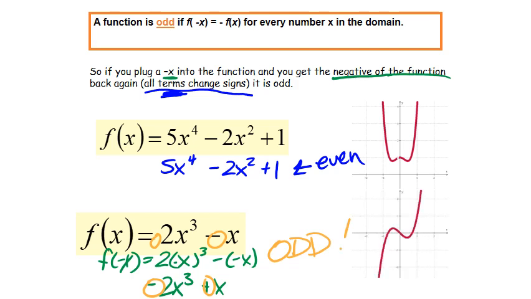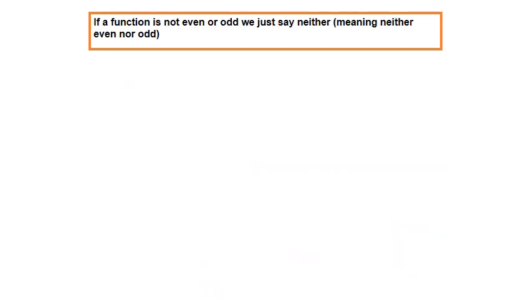When that happens, that's when it's an odd function. And I told you that graph kind of previewed it, maybe gave it away, because you can see that 180-degree rotation, or you can see that double flip depending on how you think of things. So if it all stays the same, even. If it all changes signs, odd. If a function's neither odd or even, we just say neither. You can write out a sentence, it is neither odd or even, or you can just write neither. That's fine with me for our class.